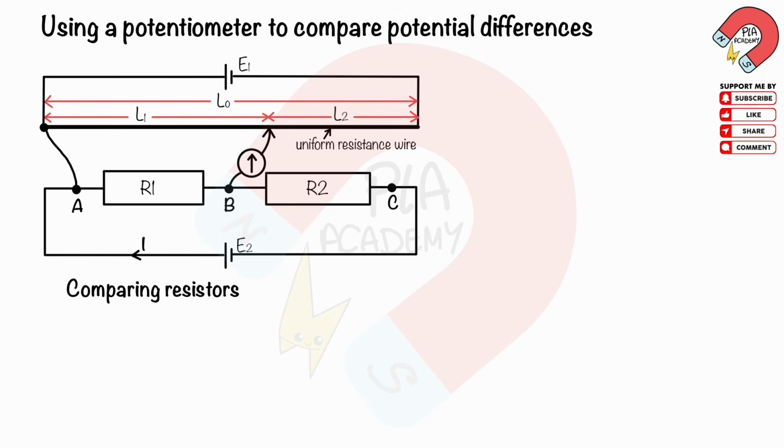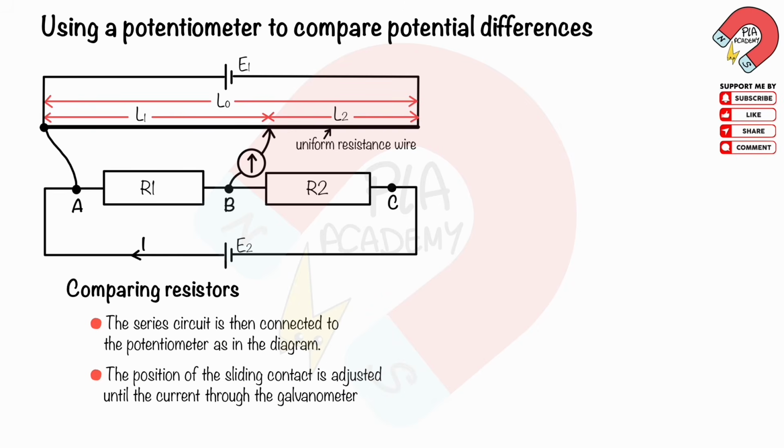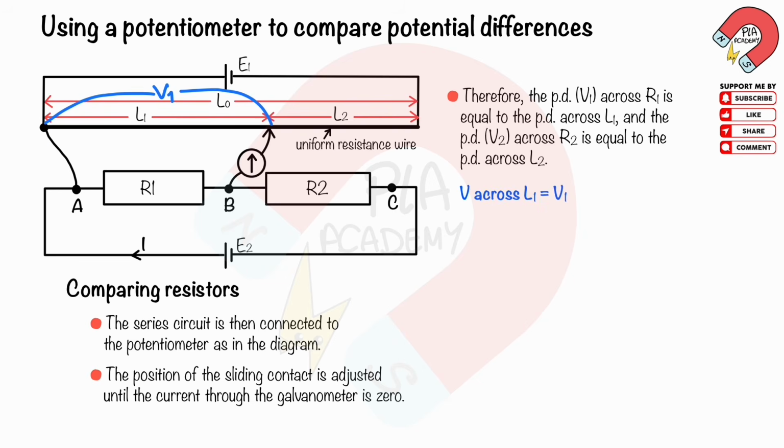The potentiometer used to compare resistors is shown. This series circuit of the resistors R1 and R2 is then connected to the potentiometer, as in the diagram. The position of the sliding contact is adjusted until the current through the galvanometer is 0. So, the PD, V1, across R1 is equal to the PD across L1, and the PD, V2, across R2 is equal to the PD across L2.